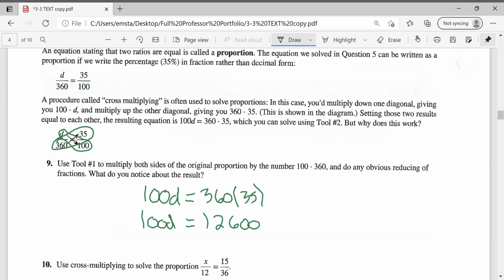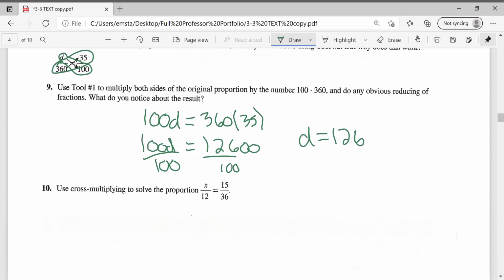Now I've got 100 times D. What's the opposite of times? Divide. So divide both sides by 100. And look at what answer we get. The same answer we got before without doing it as a proportion.